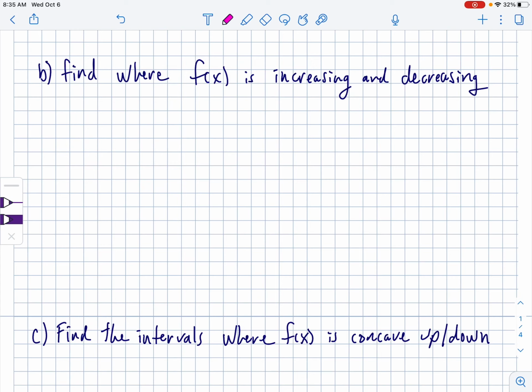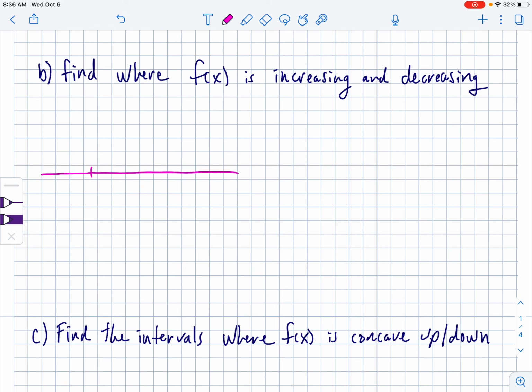Find where f of x is increasing and decreasing. So to do that, we do go back to the sign diagram. Do we have to do that? We already kind of know that it's a maximum at 0 and a minimum.